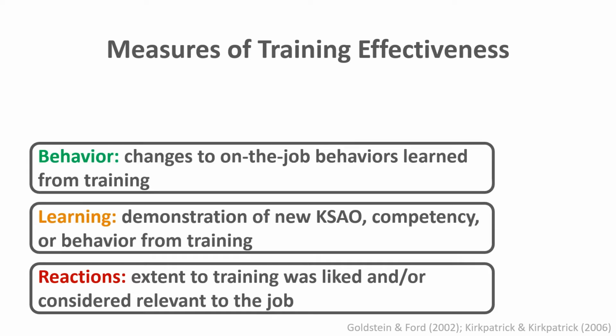Now, the next level up, we have what are called behavior measures. Behavior measures start getting into the territory of things that upper level leadership within an organization are going to immediately or more readily identify the value of and see how it relates to the organization's objectives, strategy, and mission, and so forth. That's because behavior measures refer to changes to on-the-job behaviors learned from training.